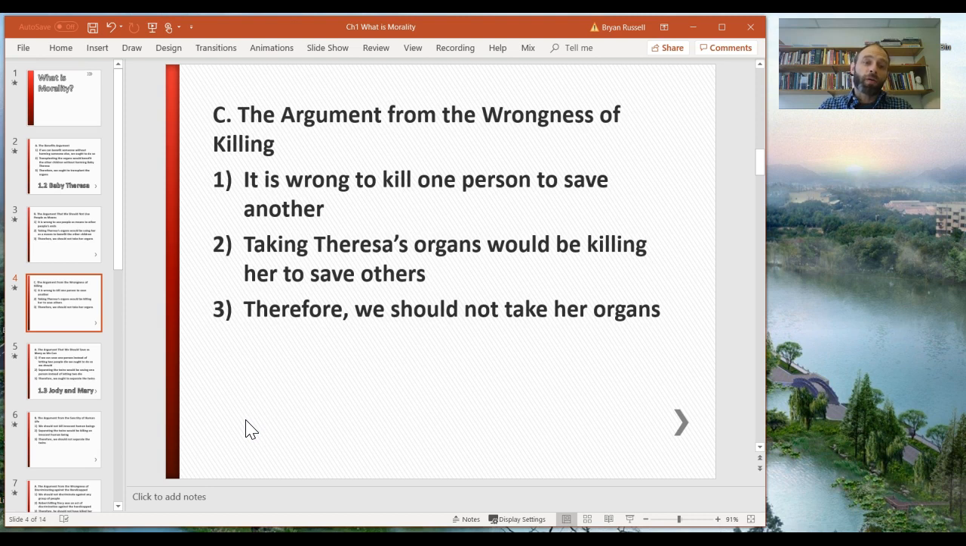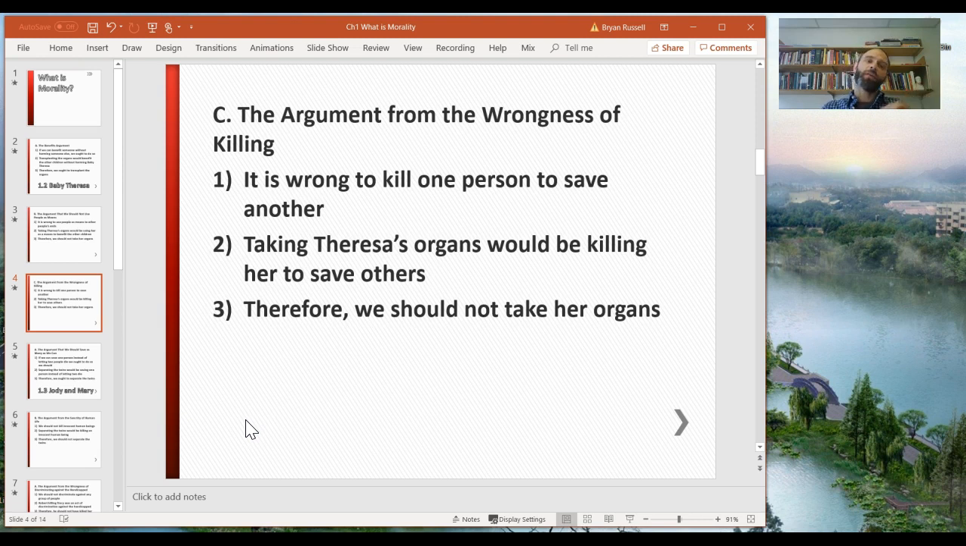If these premises are true, they lead to the conclusion that we should not take her organs. But let's stop and wonder again about the truth of the premises. So is it true that it's wrong to kill one person to save another? One objection that the text doesn't bring up that might be brought up here is this would rule out the moral permissibility of self-defense. Self-defense is killing one person to save another, specifically yourself, right? So we might have our doubts about premise 1 if it's always wrong to kill one person to save another.